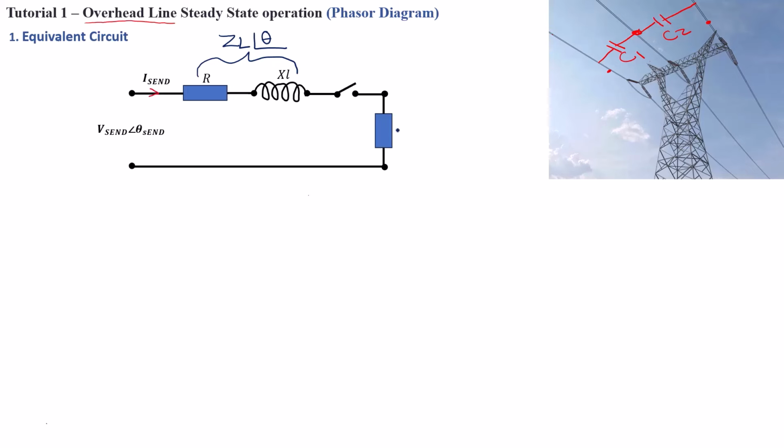Now moving on, we've got a receiving end voltage. The receiving end voltage will be sitting right here at this point. This is where the receiving end will be sitting just before the circuit breaker is closed. So once we close the circuit breaker, then we're going to attach the load on the receiving end of the circuit.